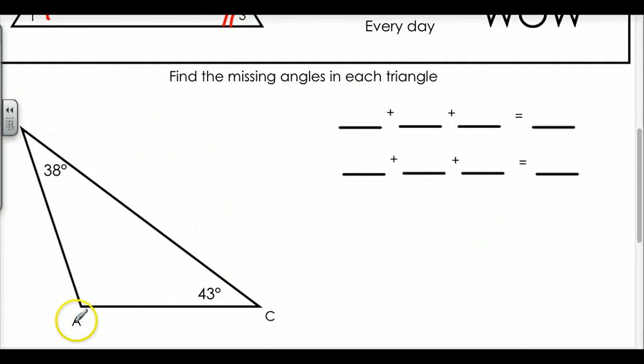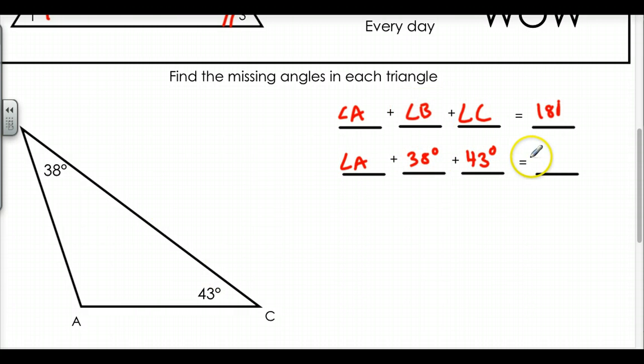So let's take a look at this one. In this triangle, I know that angle A plus angle B plus angle C, those are the three angles, are going to add up to 180 degrees. Angle A we don't know. Angle B is 38 degrees, and angle C is 43 degrees. I'm just substituting in what I know, and I know they're all going to equal 180 degrees.